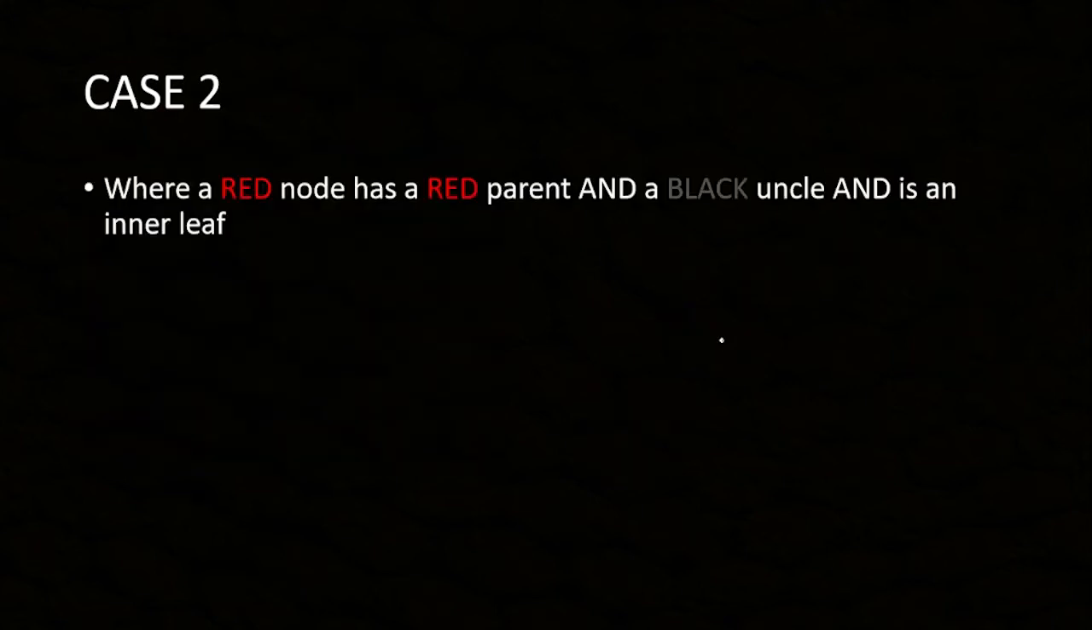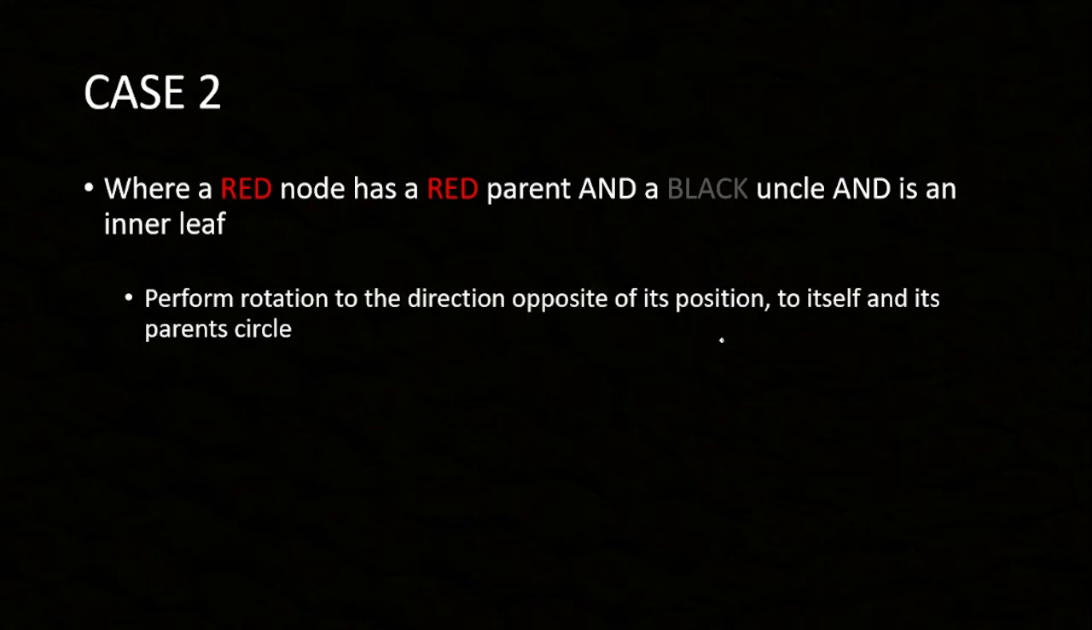Case 2, where a red node has a red parent, but it has a black uncle and is an inner leaf. So case 2 here, we perform rotation to the direction opposite of its position, to itself and its parent circle. So what we do is, if the inner node, our new node, is at the left side, then we do the right rotation. If it's on the right side, then we do a left rotation. You'll understand when I give you the example.